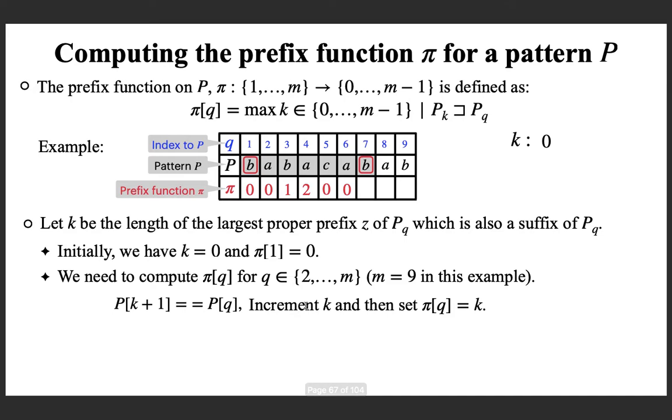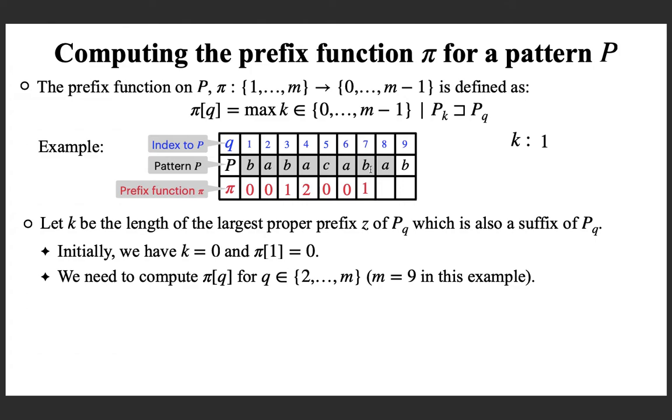Now go to the next symbol. Now you are getting a matching. When you are getting a matching, you know that you have to increment k, which becomes 1, and assign it as pi q. Okay, and verify that. Now you are saying that T7 is having a length 1 prefix, which is also a suffix, which is correct.